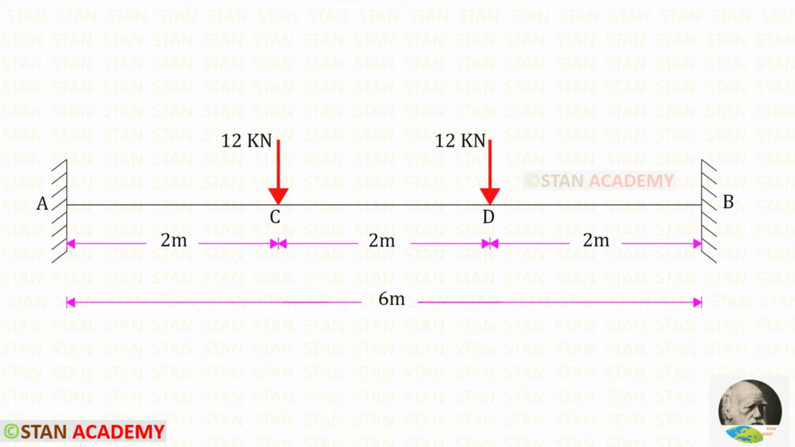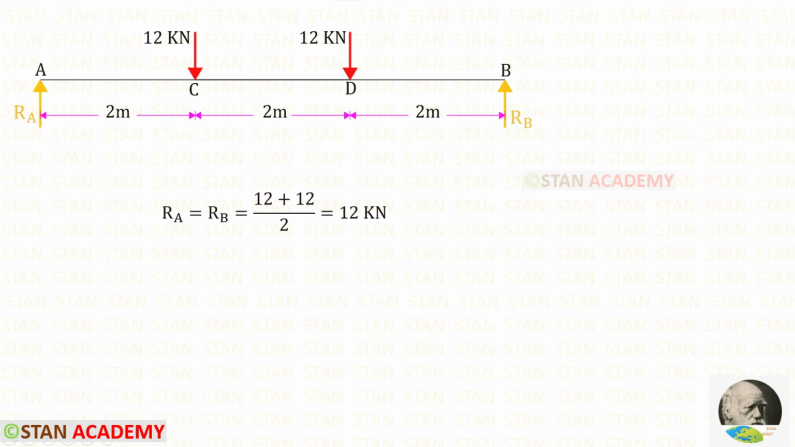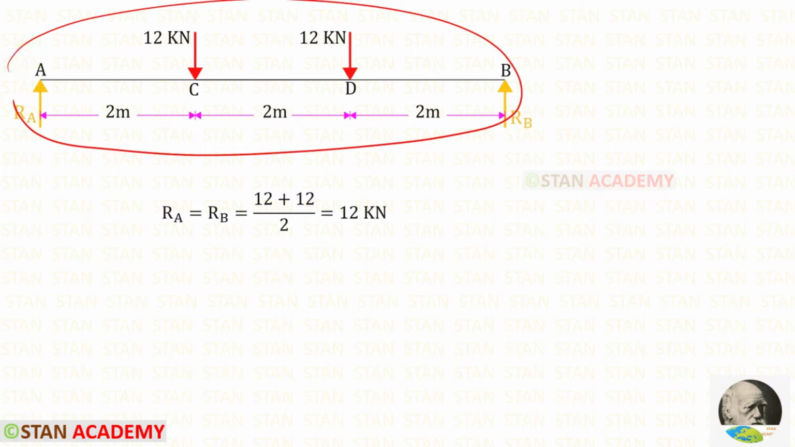Now we are going to find the moments MA and MB. For that, let us use moment area method. In the moment area method, first we have to draw the mu diagram. For drawing mu diagram, we have to convert this fixed beam into a simply supported beam. You can see that I have converted the fixed beam into a simply supported beam.